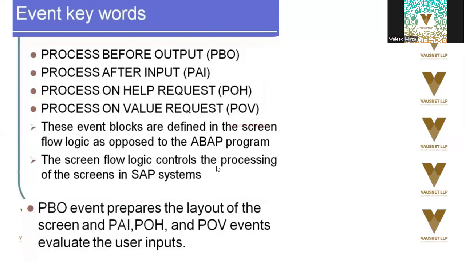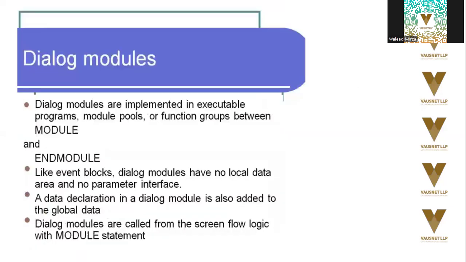The screen flow logic controls the processing of the screens in SAP. Process before output event prepares the layout of the screen, and process after input, process on help request, and process on value events evaluate the user inputs. Now, evaluation is whether the input is correct or not. Okay. Or whether the input is of the required size, like material master data should be of 18 characters, whether it is 18 characters or not. Those are user input evaluation.